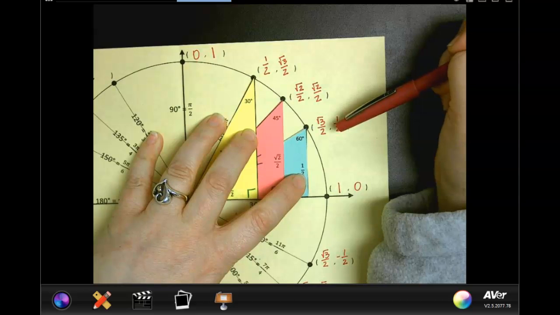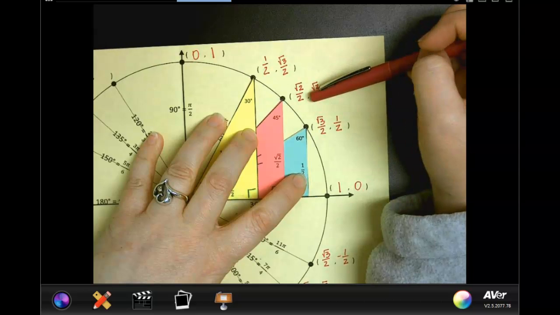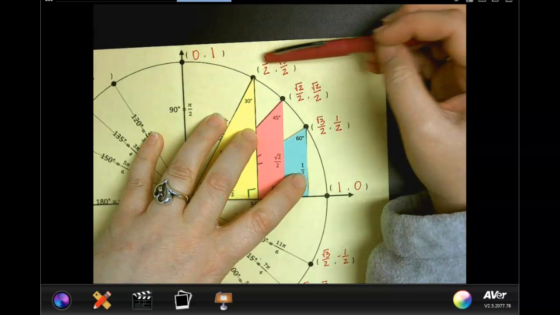Make sense? So square root of 2 over 2, square root of 2 over 2. When they're the same, it's the square root of 2. Then the square root of 3 over 2, or 1/2, are these two.